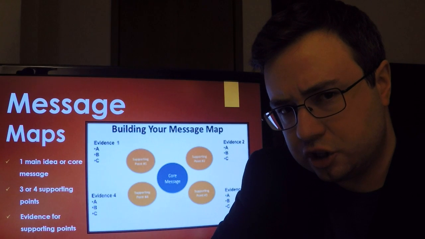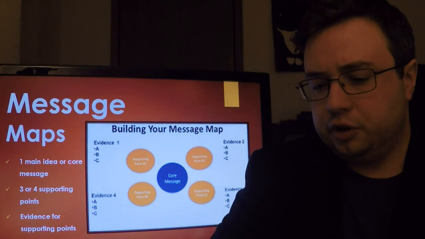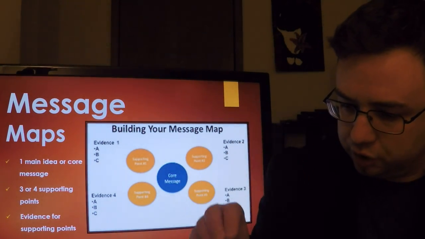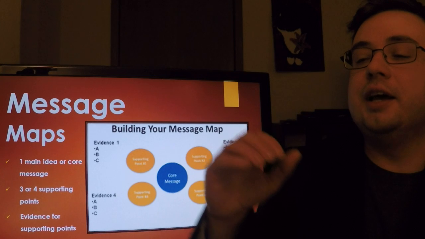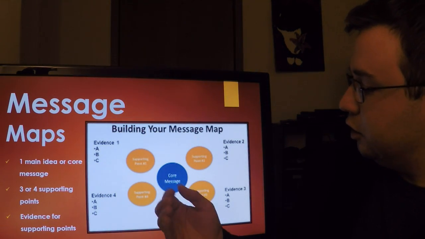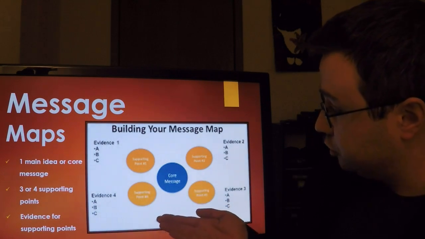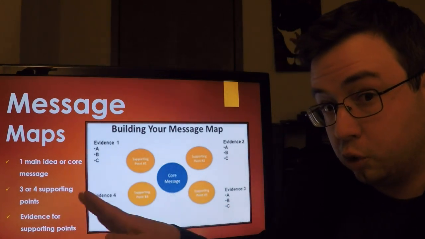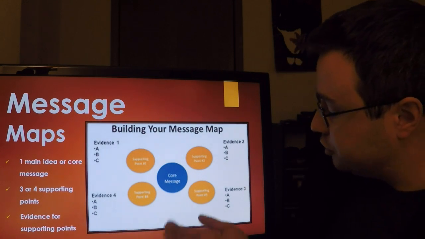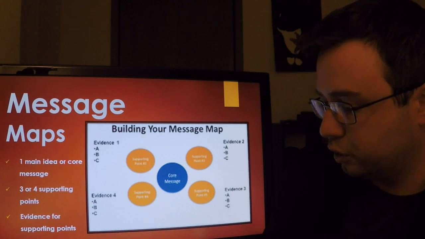Now, let's just touch on message maps really quick next here. Message maps are a really great thing for just finding a core idea and then having some supporting points for this core idea, and then you have the evidence branching off of the supporting points. Of course, here the core message is represented by the blue circle, and then our outer 4 circles. Try to stick to 3 or 4, no more than 4. 3 is best. And then you have your supporting points for this core message, and then, of course, you have your evidence for those supporting points.